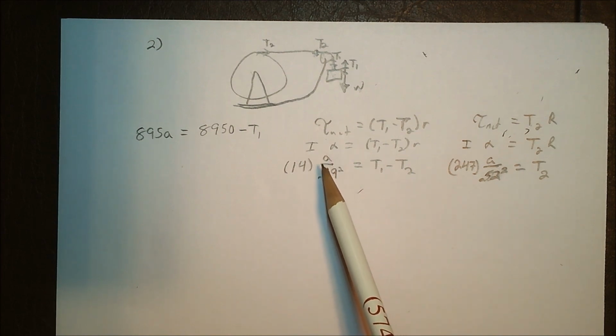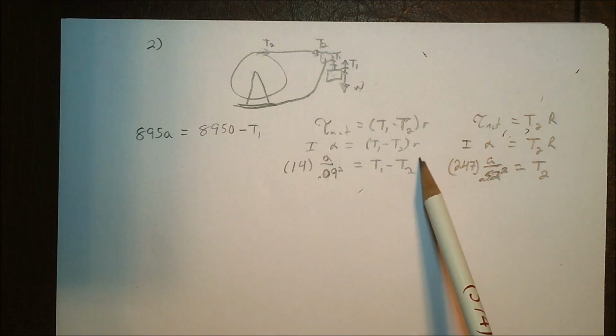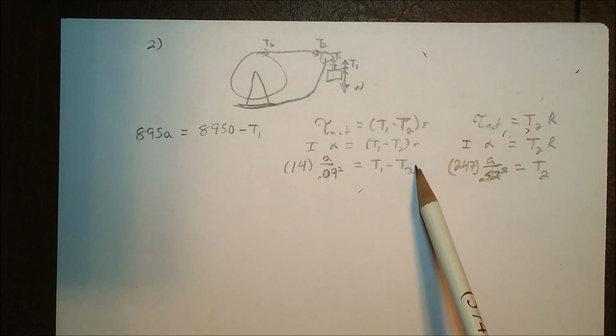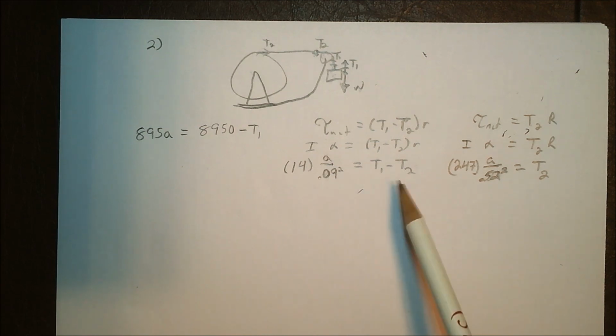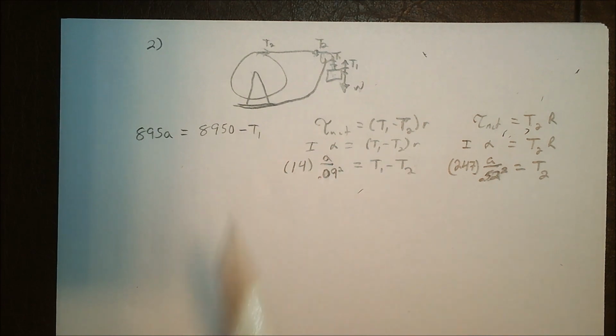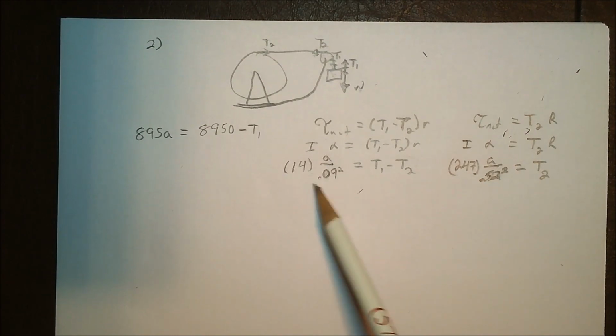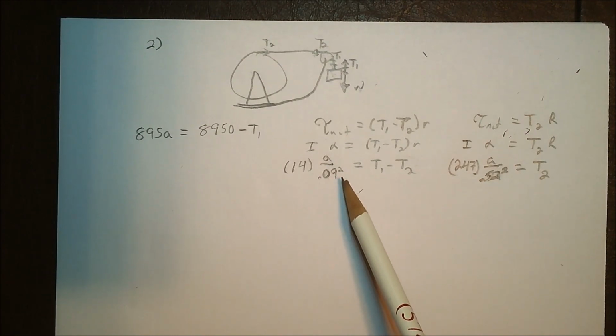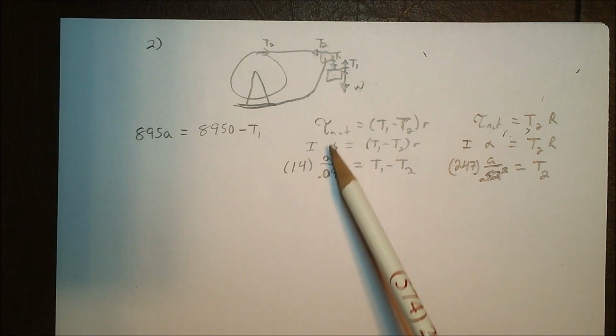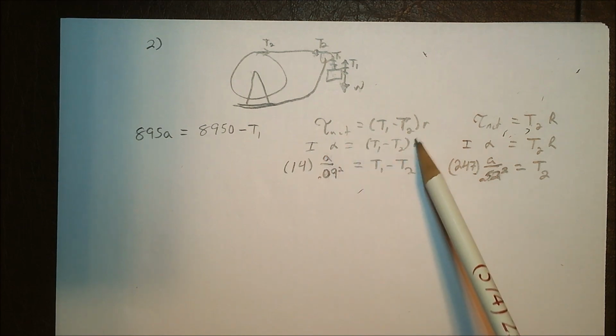I divided both sides by the R to put it over in this side. That way I have T1 minus T2 and nothing else, just like I have a negative T1 there. They tell us the radius is 9 centimeters, so that would be 0.09 squared. Again, the reason why that is, it's A over R, but then I divided both sides by R to get rid of this R. So that's where it's 0.09 squared.